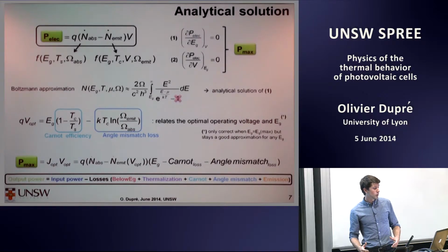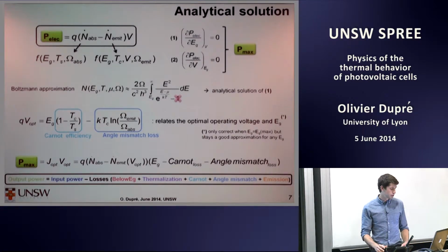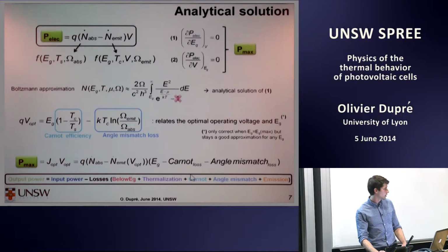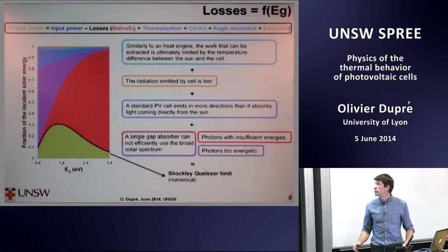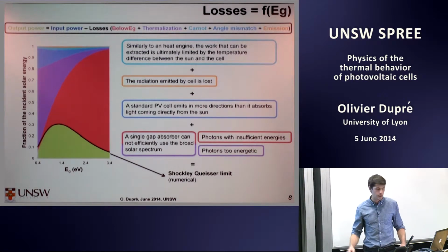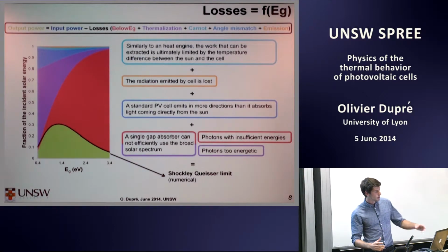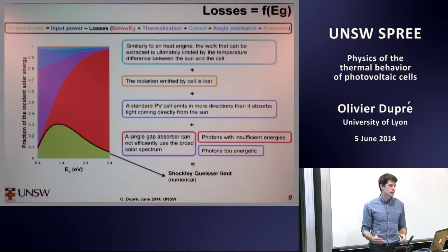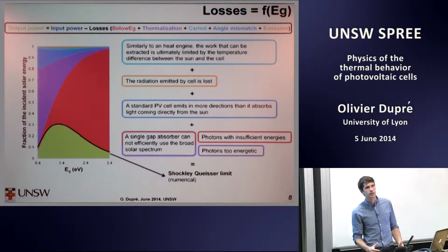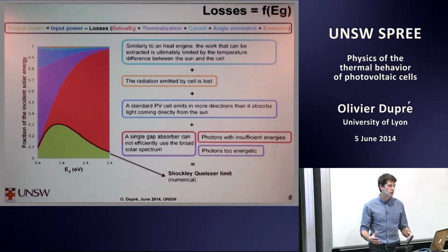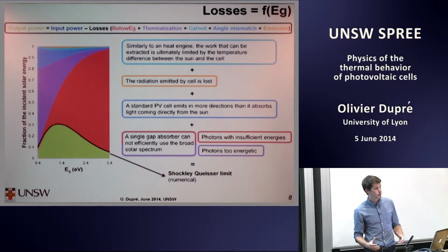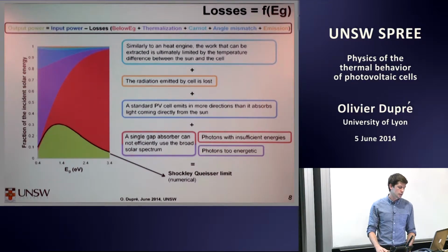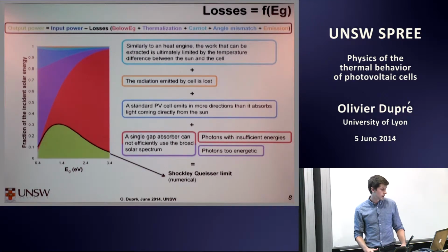Using this analytical solution, it's possible to relate the maximum power that can be drawn from our cell to the input power and a number of losses. We see here those losses depicted as a function of the band gap of the cell. The blue loss that we find first is due to the fact that a solar cell is like a Carnot engine, in that the maximum amount of work it can get is limited by the difference between the temperature of the sun and the temperature of the cell. In orange, we find a loss that is due to the fact that all the radiation emitted by our cell is lost to the conversion process.